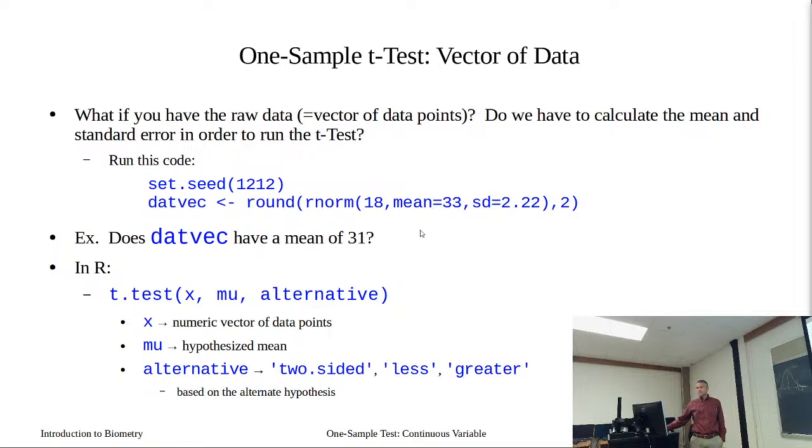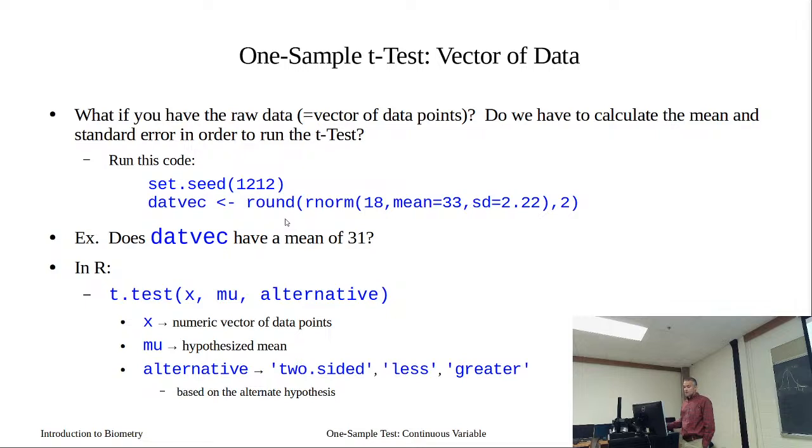And then what do we do? This is the last part. Yeah, we rounded to two decimal places. All right. So that's what we pulled from. If we calculate the mean of this dat vec, it'll be close to 33. Might not be exact, but it'll be close to 33.